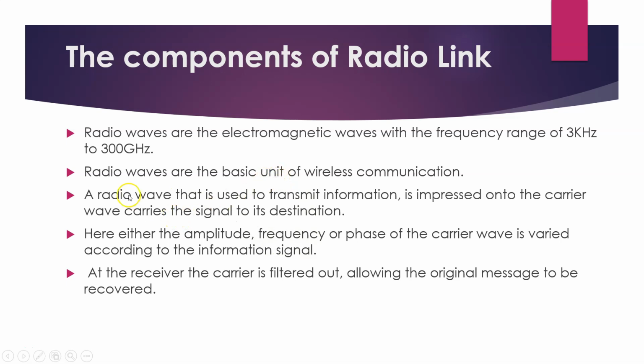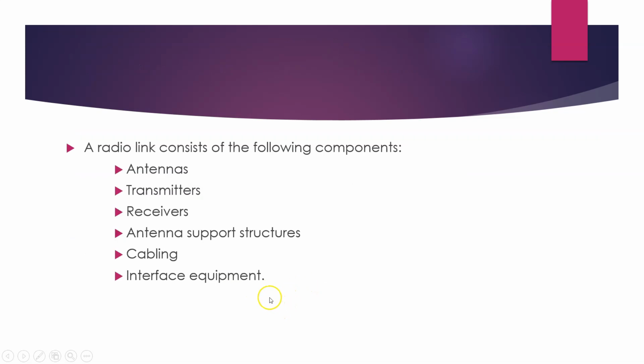Here these radio waves are used for wireless communication, and this is the way to transmit information. It is impressed into the carrier waves that carry a signal to its destination. Either the amplitude, frequency or phase of the carrier wave is varied according to the information signal. After being received, the carrier will be filtered out, and after filtering, the original message will be recovered. These are the components of the radio link: antennas, transmitters, receivers, antenna support structures, cabling, interface equipment.